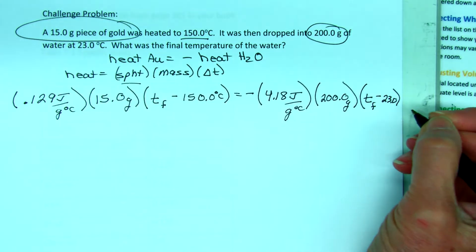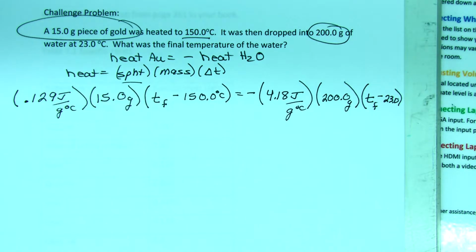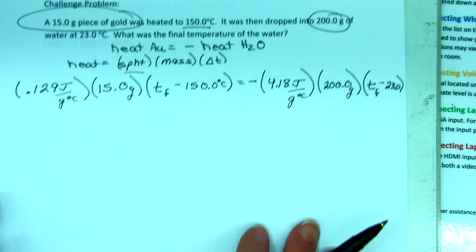23.0 degrees C. So now, because I have the same final temperature on both sides of the equation, I have an algebraic equation with a variable. So this problem is more challenging because you had to think it through and set up an equation with a variable. Now we just chug through the algebra and solve this equation.